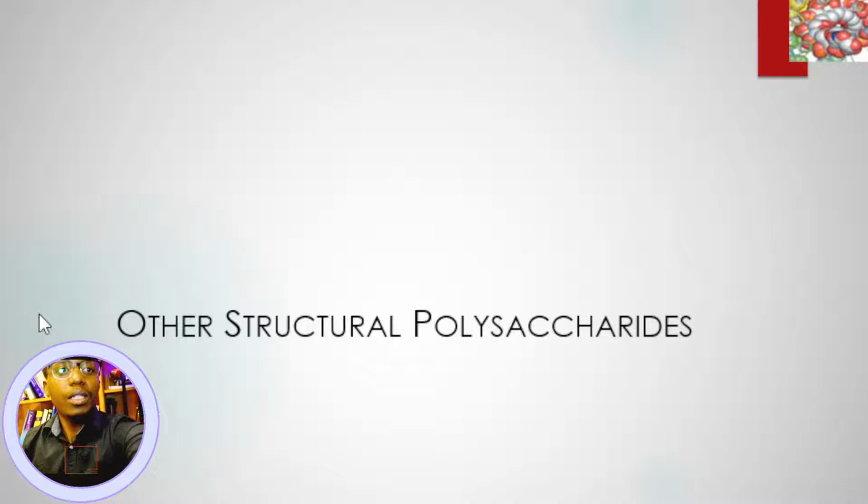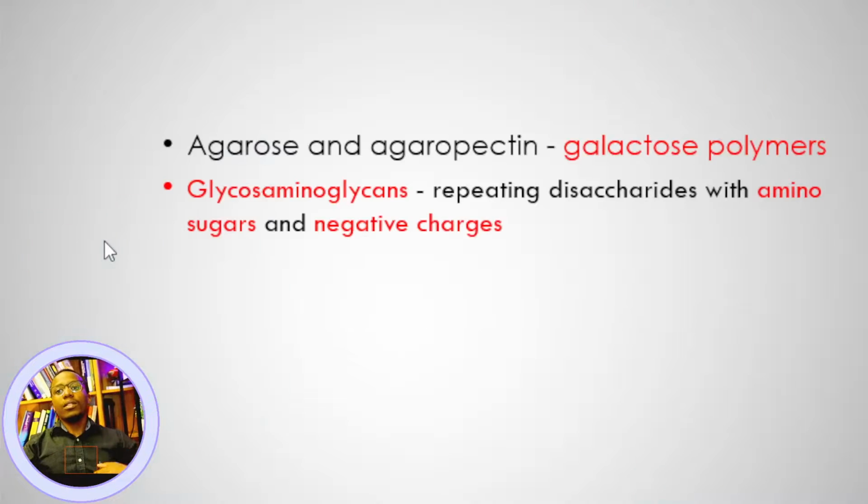Just give me a second. Agarose. Agarose is another one of my favorites because I use agarose in the lab a lot. Agarose is a polymer of galactose. And then glycosaminoglycans, right? These are very interesting, and we'll talk more about those.